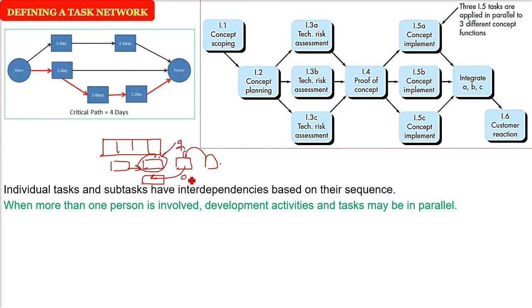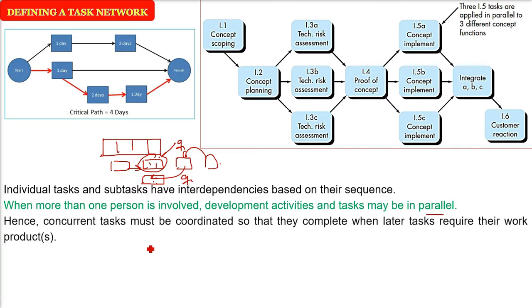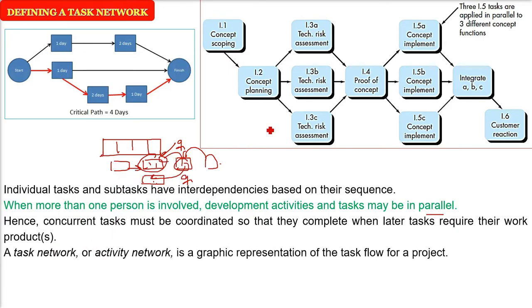So for example, if two people are given some tasks, when more than one person is involved, development activities and tasks may be done in parallel. Therefore, the concurrent tasks which are going on together must be coordinated so that they complete when later tasks are waiting for the work products produced by the previous tasks. A task network or the activity network. Please remember, the task network is also called the activity network.